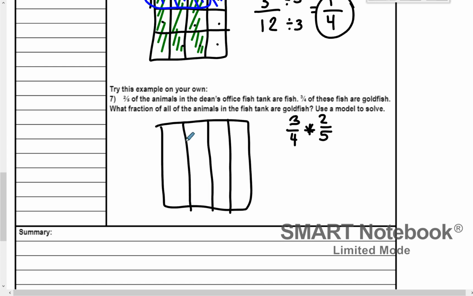All right, so we have 3/4. Oops, what am I doing? See, even I make mistakes. It's okay. That's what erasers are for. We need to shade 3 of those fourths. 1, 2, 3. All right, then we have fifths going the opposite way. Again, it's okay if you did it the opposite way, we should still have the same amount that's shaded. 2/5.